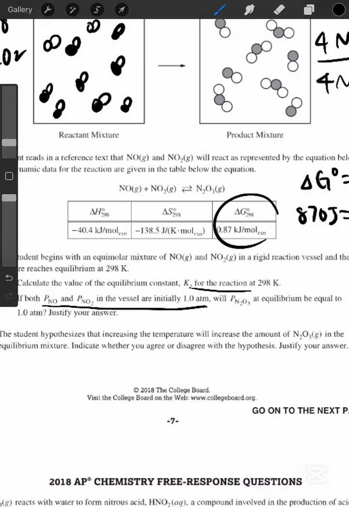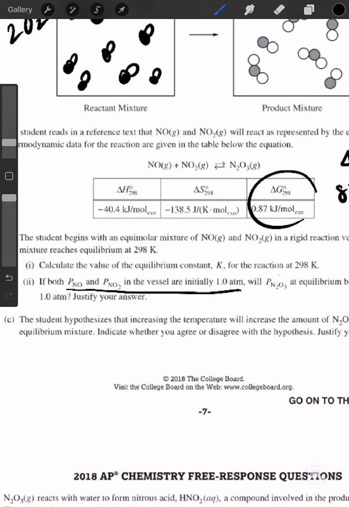So K is not a very big number. Oh, look at me underline that. Okay. K is not a very big number. What am I doing? Okay. K is not a big number.